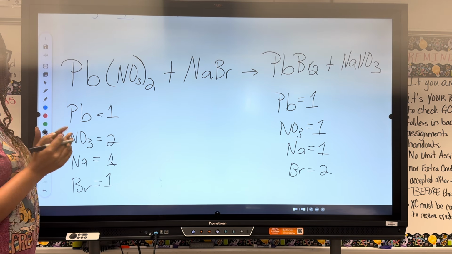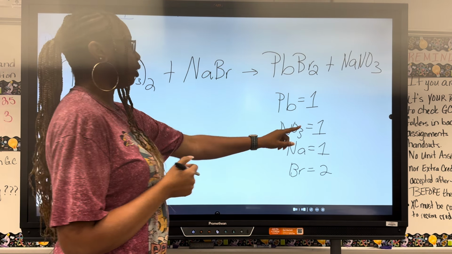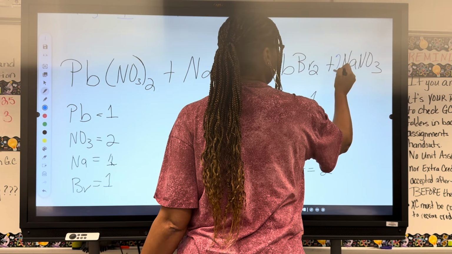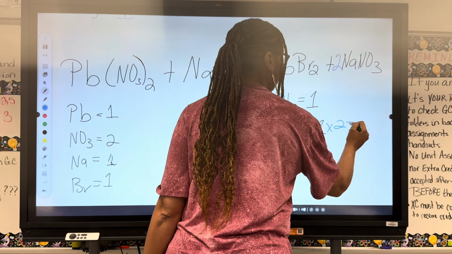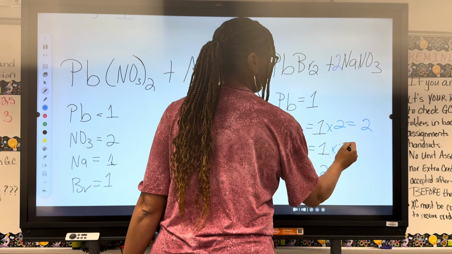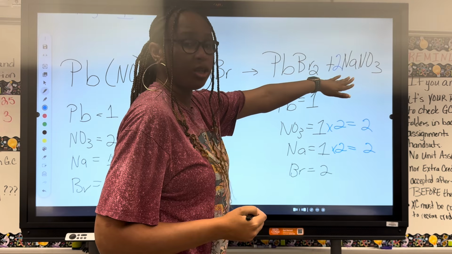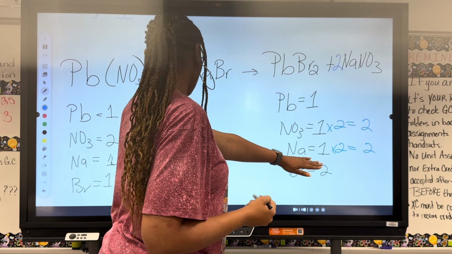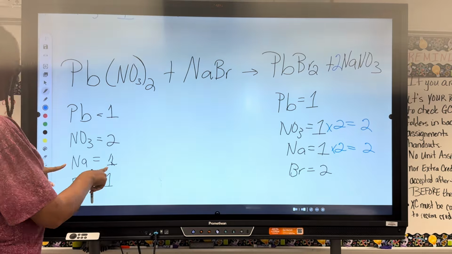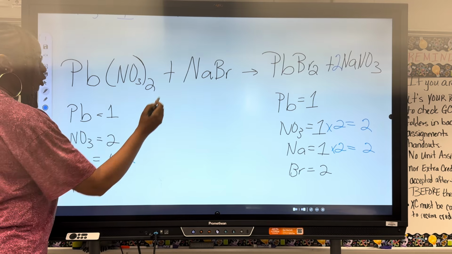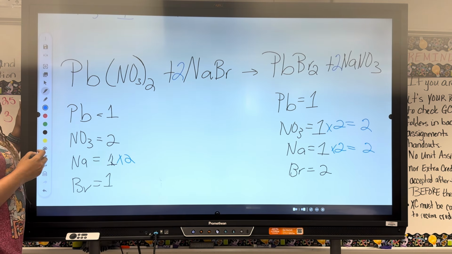You don't have to, it's just a preference of mine. So since there's two nitrates here and one here, I'm gonna place a 2 in front of my sodium nitrate on this side, and that'll give me my two nitrates, but it also gave me two sodiums. I continue. So since my sodiums changed from 1 to 2, I'm gonna check over here, this sodium, there's only 1. So I need to put a 2 here to make sure that I have my two sodiums.